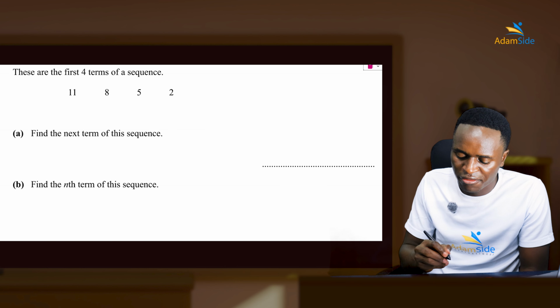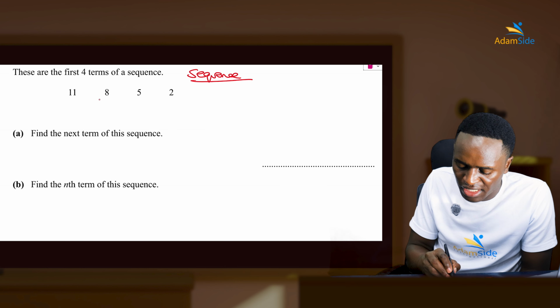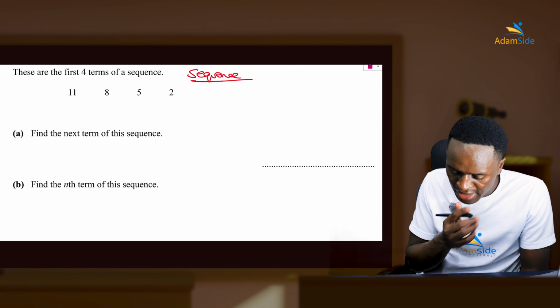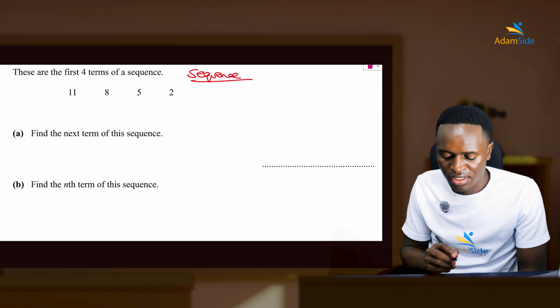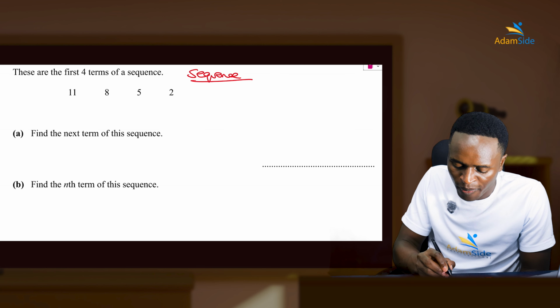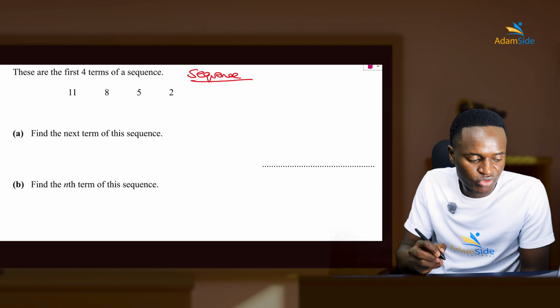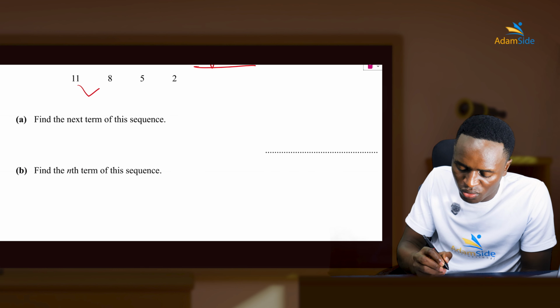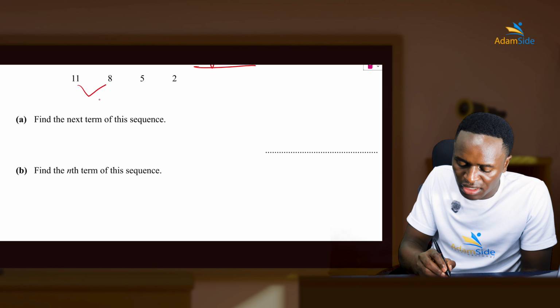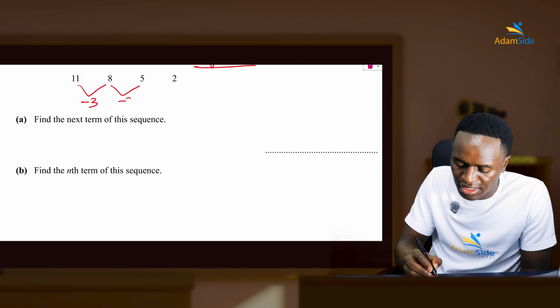Then we go down. We say these are the first 4 terms of a sequence. So we have 11, 8, 5, 2. Find the next term of this sequence. So we have to know, is it arithmetic or geometric? So we have 11 to 8. So 8 minus 11 is negative 3. Then 5 minus 8 is negative 3. 2 minus 5 is negative 3.